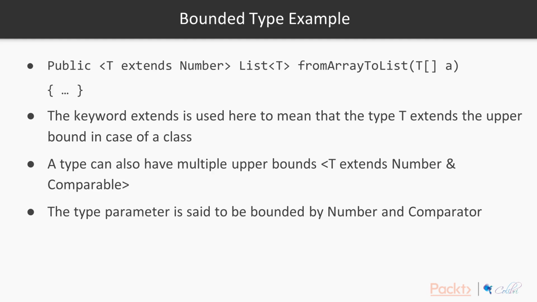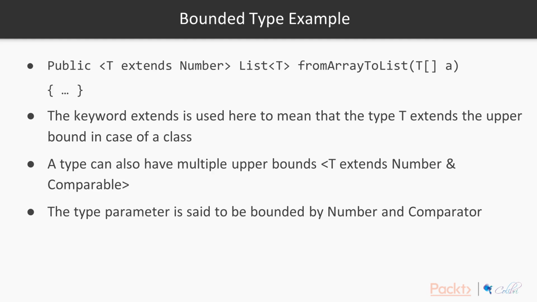So let's take that example a little bit further. Let's say we wanted to go from array to list, but we can only do it for numbers. So we would say T, our type parameter, must extend number. So if T was a string, this wouldn't compile. So T has to extend number, and we're going to return a list of T, which we know will be a number, from an array of type T, which we know will also be an array of numbers.